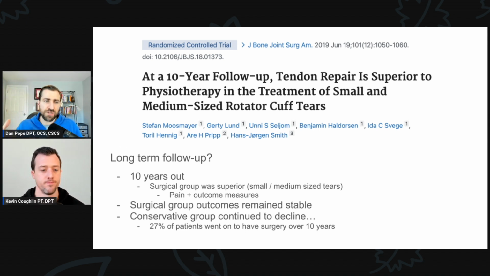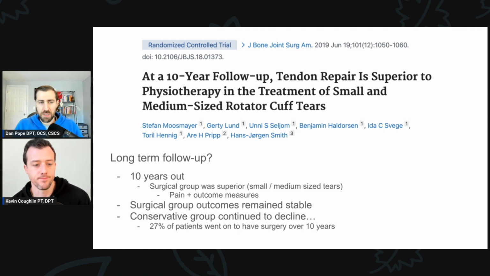Because that's really the reason why I would consider getting a rotator cuff repair. Just because at the 1 year mark, it seems like the outcome's the same. It doesn't tell me much. What about 5, 10, 15 years? That would potentially make sense.